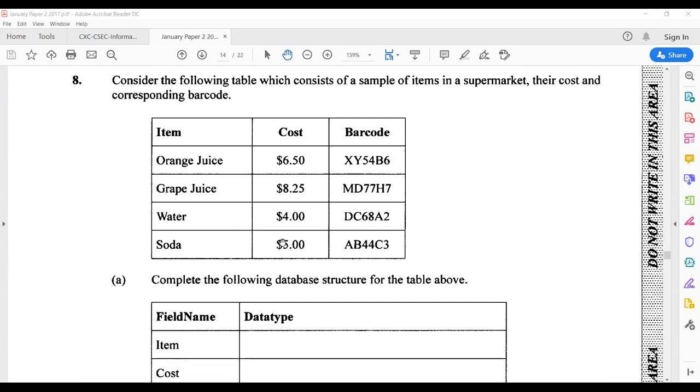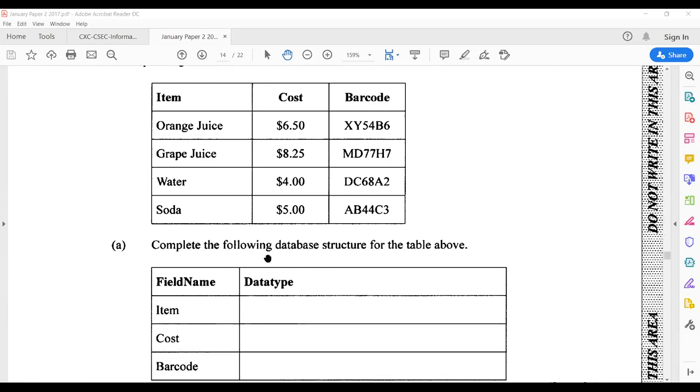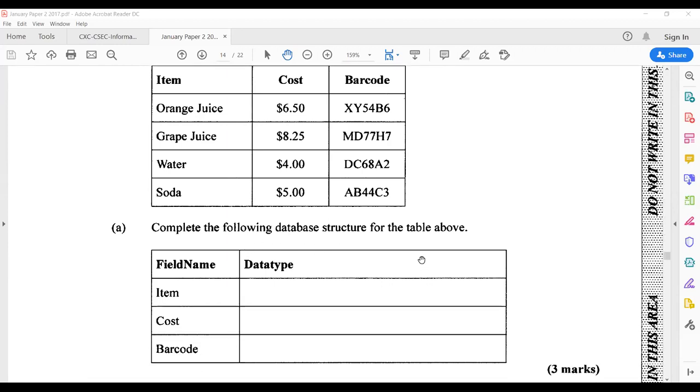The next question in the paper is: consider the following table, which consists of a sample of items in a supermarket, their cost, and corresponding barcode. Complete the following database structure for the table above. All right, so this is a question based on database management. And basically for each one of the fields, they want to know an appropriate data type for it. So what is an appropriate data type for the item?